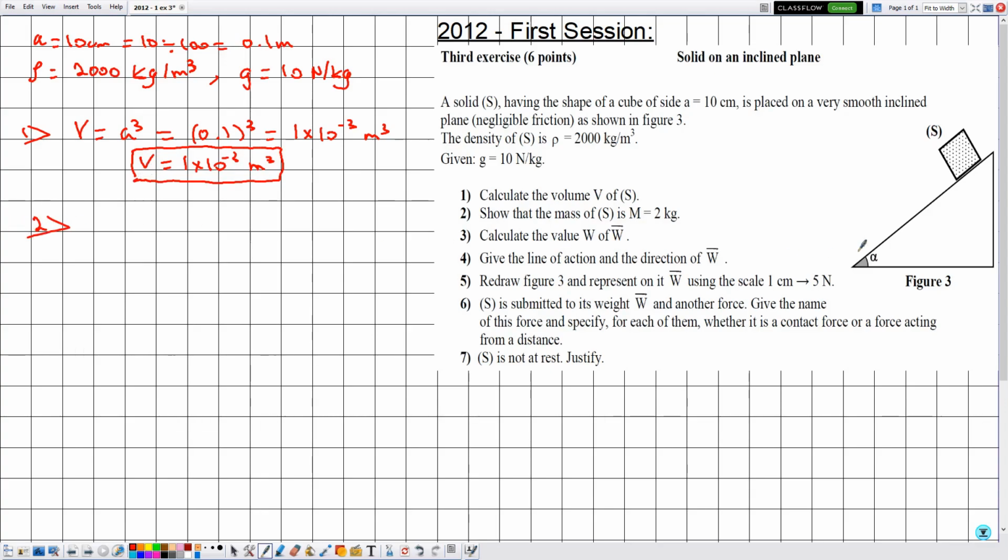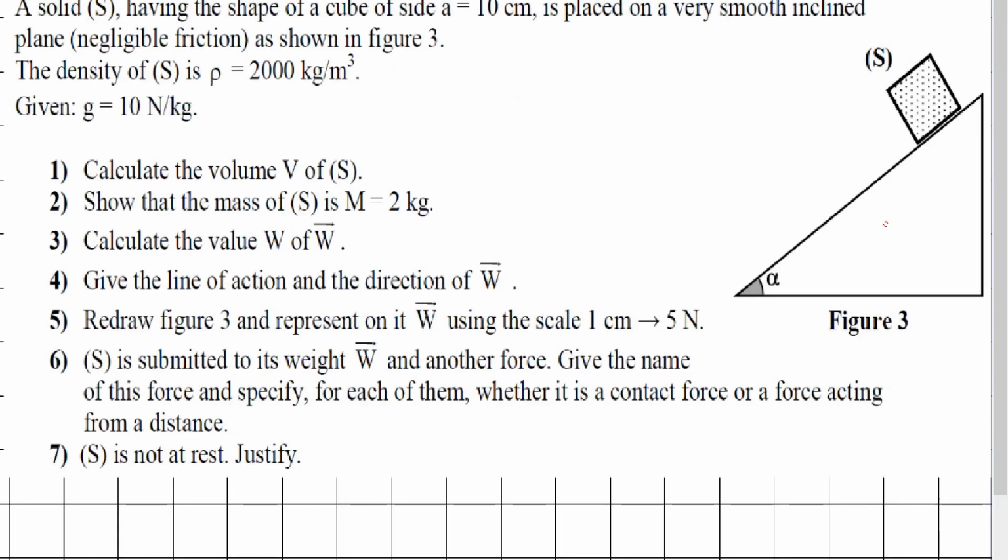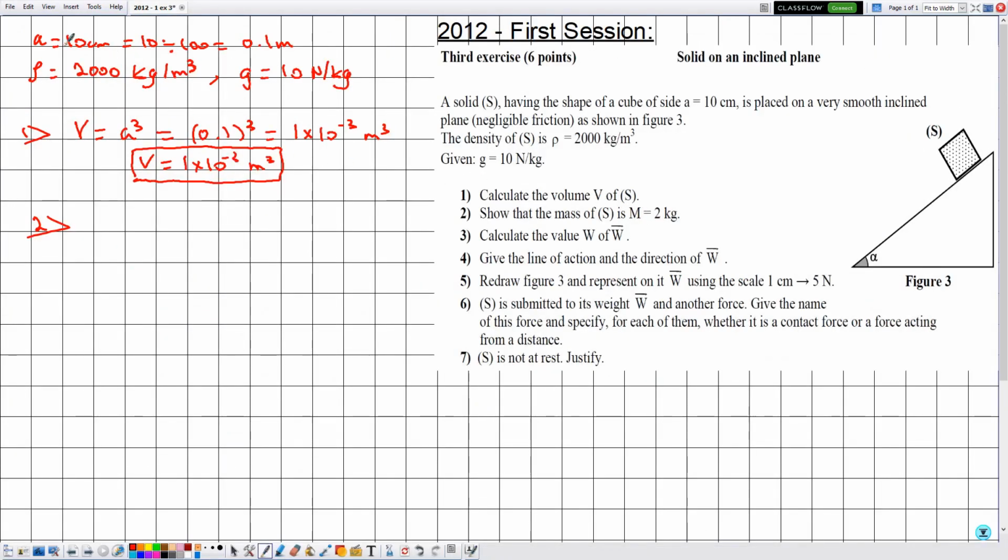Now in number 2, they are telling me to show that the mass of S is M equal to 2 kilograms. Now we know the volume and we know the density. We can determine the mass from the formula density equals mass M divided by V. Constructing the triangle of this formula, since here we have a division, rho will be at the bottom, M at the top, and V here. So we are interested in calculating M, which is the density multiplied by the volume.